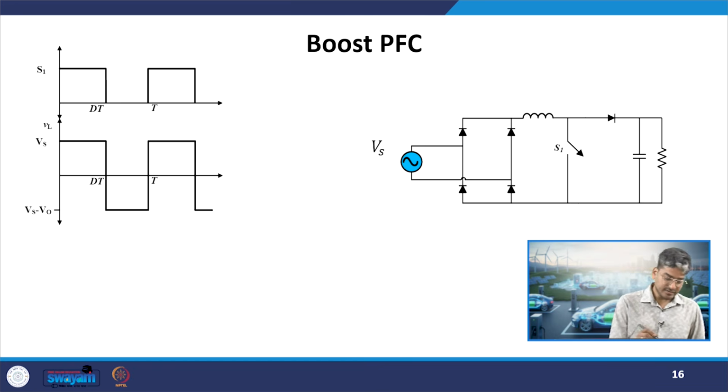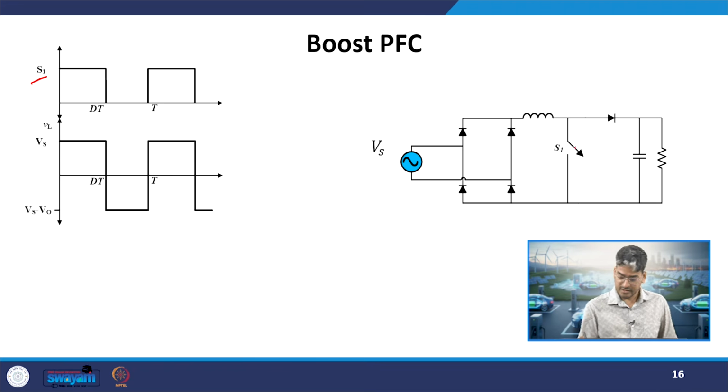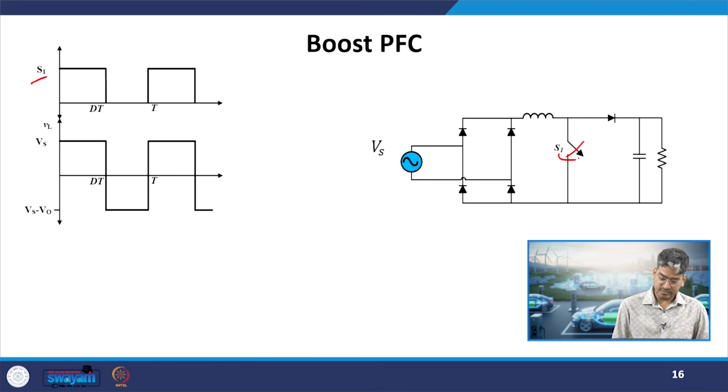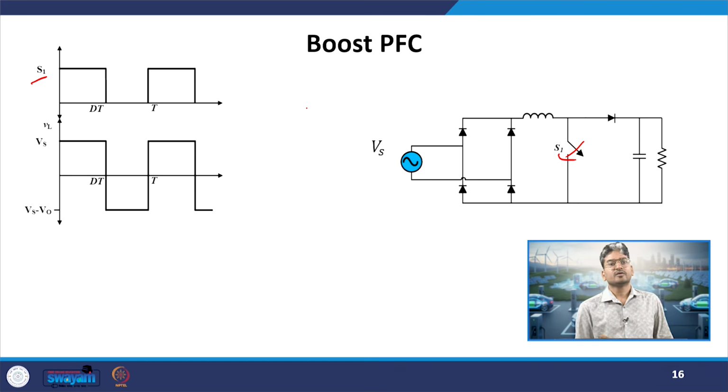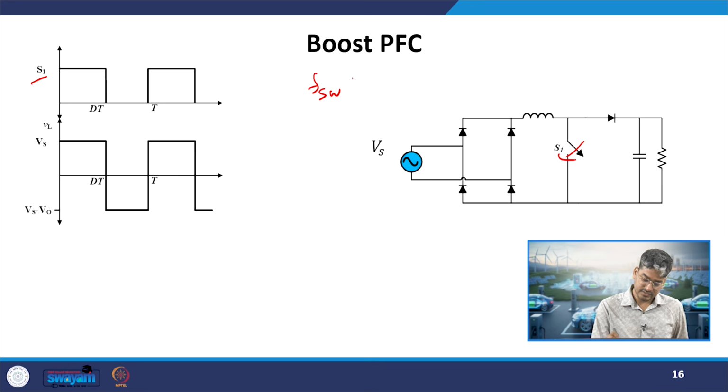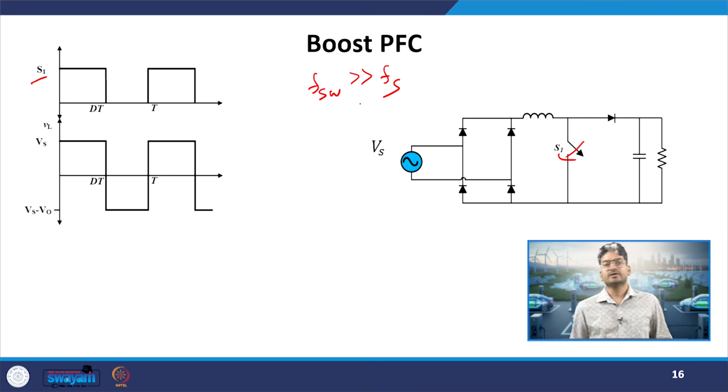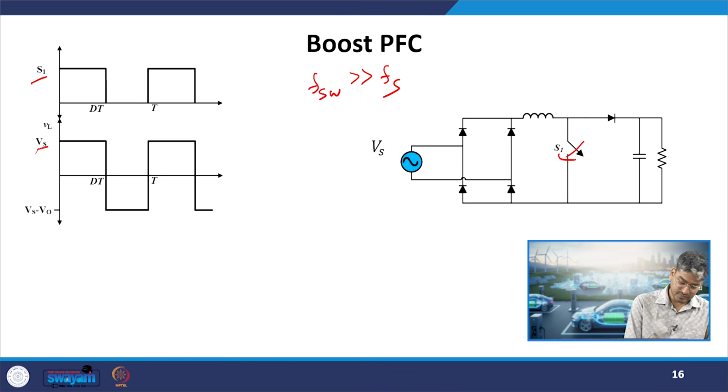When the switch was on, it was experiencing the supply voltage. We have considered a small duration. Although the supply voltage is sinusoidal in nature, we are considering one switching time period. As I said, the switching time period is much smaller than the supply time period, so I am assuming that for one switching time period, the source voltage is constant. That is how we have got this waveform. We are seeing just one switching time period.